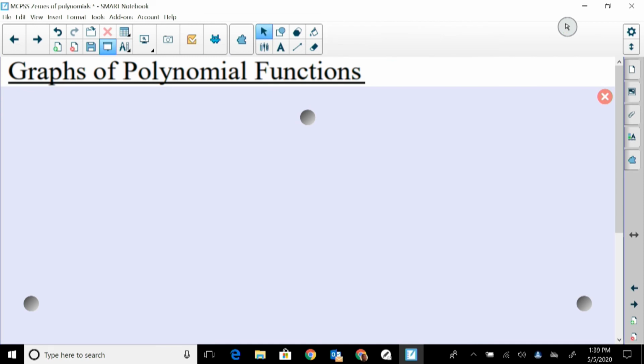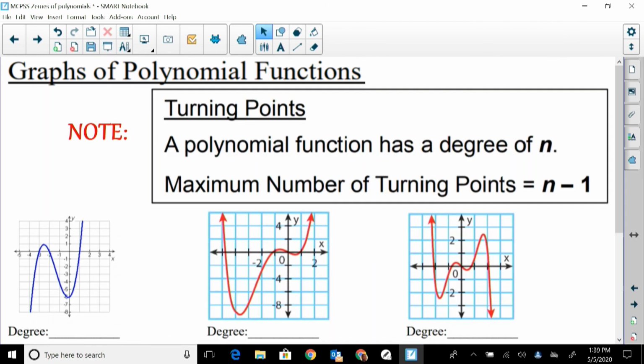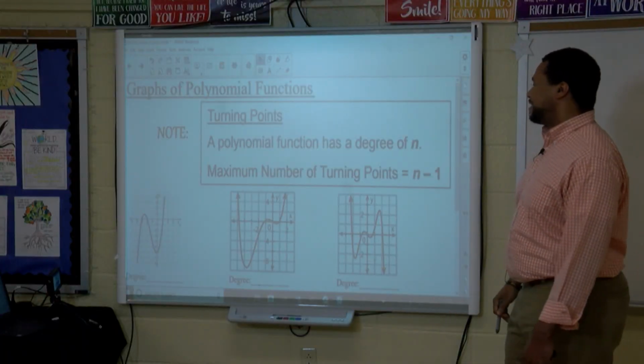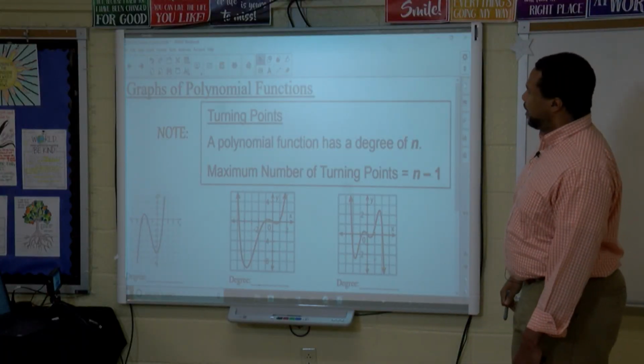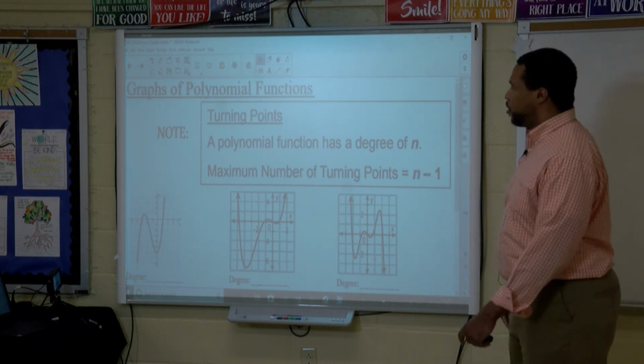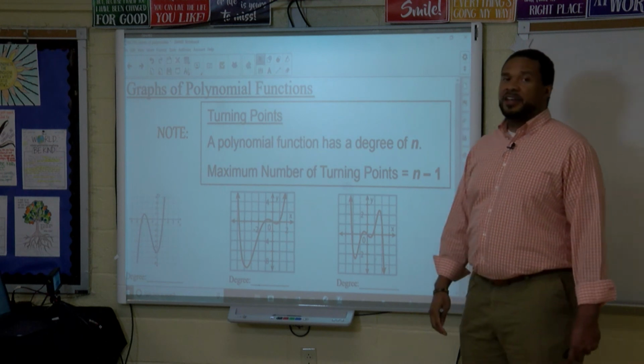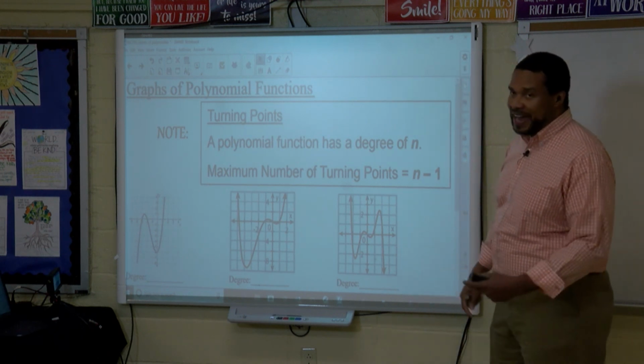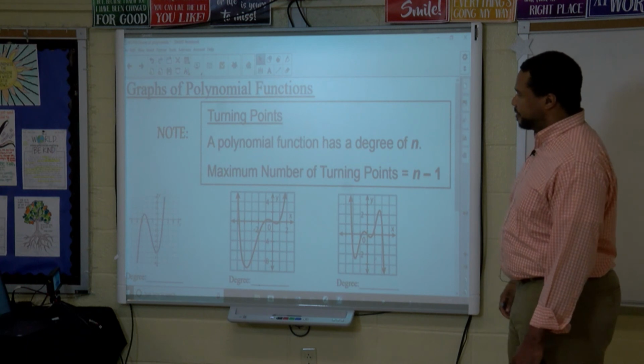So graphs of polynomials, it's kind of like driving a car. You have turns. You have turning points. The turning points can help you determine the degree of the polynomial. If a polynomial function has a degree of n, the maximum number of turning points is n minus 1. So if the degree is 5, 5 minus 1 is 4, so there can only be 4 turning points. If the degree is 6, 6 minus 1 is 5, so there can only be 5 turning points.